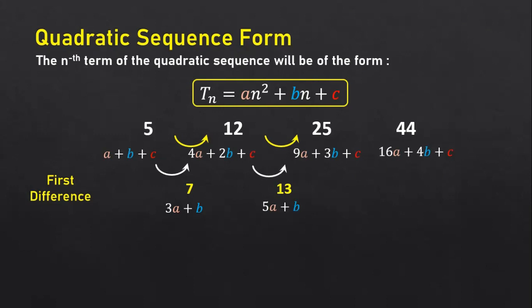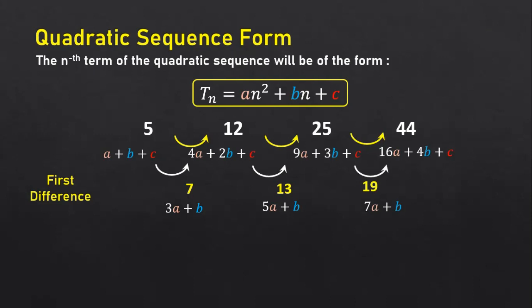And what about 25 to 44? That's very easy. The difference from 25 to 44, we got 19. That's right. So what about the equation? 16a plus 4b plus c minus 9a plus 3b plus c. We got the equation 7a plus b. Very easy, right?